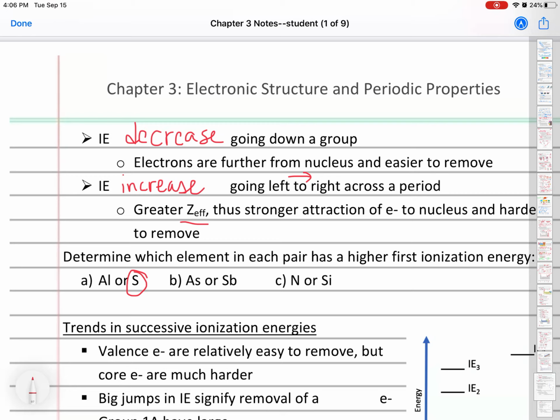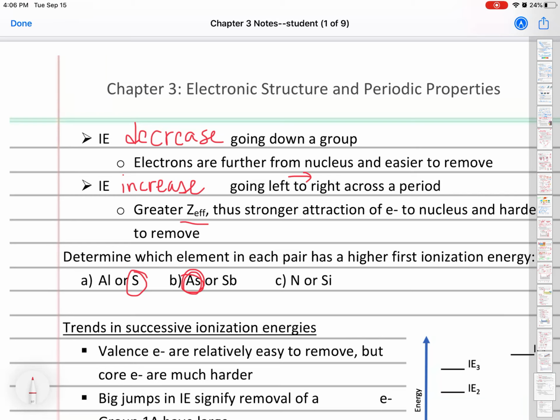For arsenic and antimony, is that SB? No, SB is antimony, I think. They are in the same column. So arsenic is above antimony. And so we know that the ionization energy decreases as we go down. So the one that's higher up has the higher ionization energy.